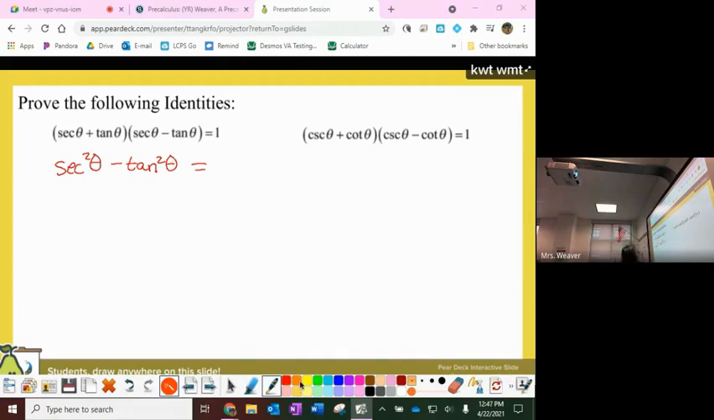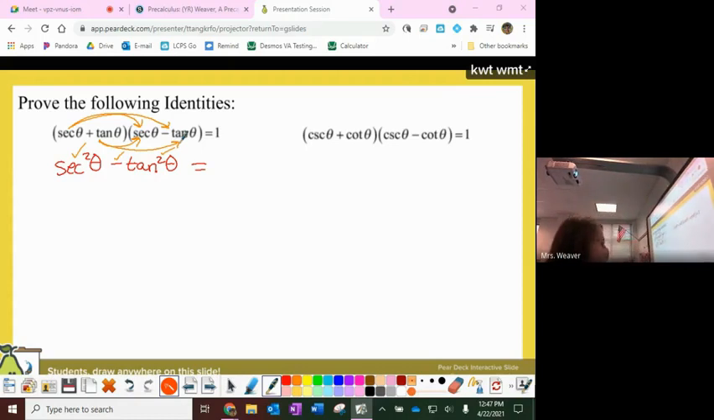If you don't see that yet, then go ahead and FOIL it out or distribute. I like just thinking of it as distributing. Secant times secant is secant squared. Secant times negative tangent theta is negative secant tangent. Tangent theta times secant theta is positive secant tangent. Those cancel each other out, so there's no middle term. Tangent times negative tangent is negative tangent squared theta. Okay, so that's our first step, just multiplying it out.